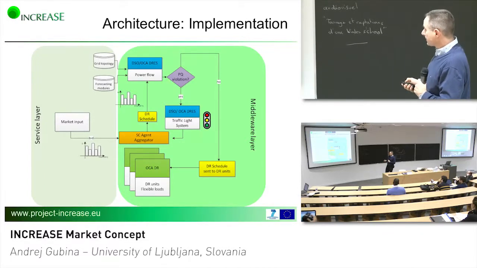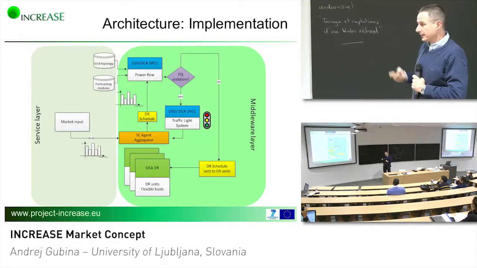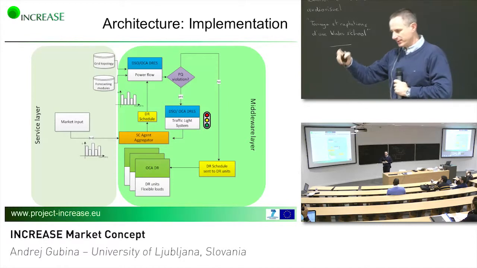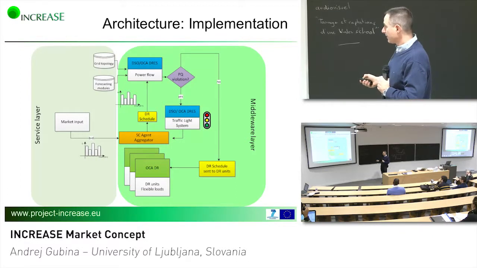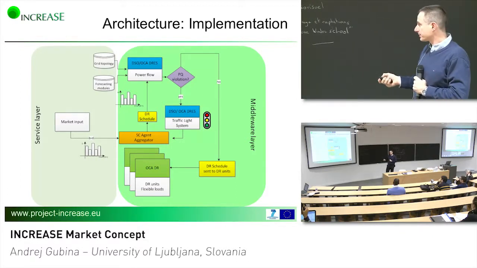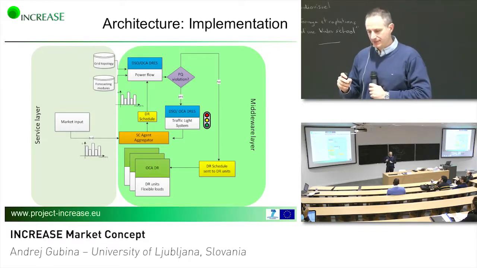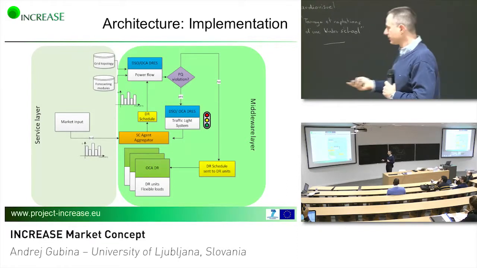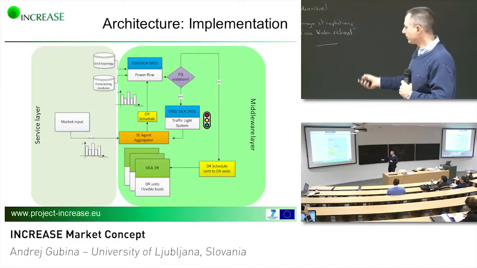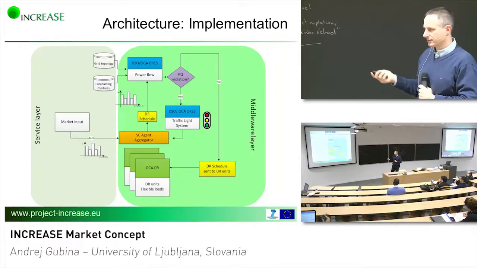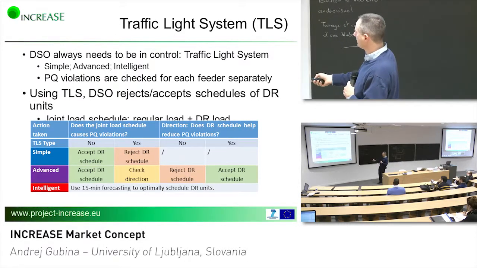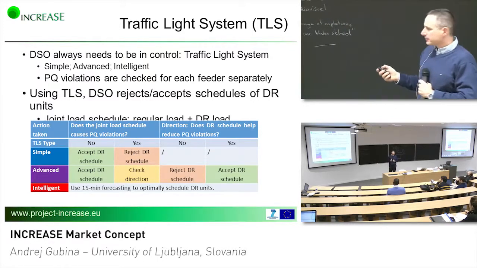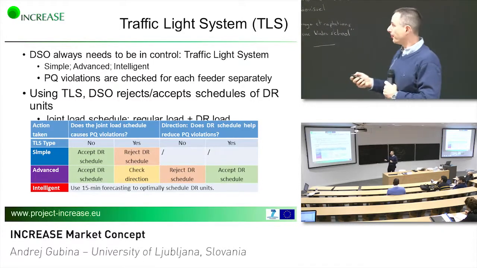But if there are violations, if they're caused by demand response, once the demand response schedule is put on the prepared schedule for the next day and there are violations, then this traffic light system we put together, we propose, would be activated, and it would require change of the schedule. So the cycle goes again until the schedule is then improved. Unfortunately, this picture jumped up. So we needed to put the DSO always in control.